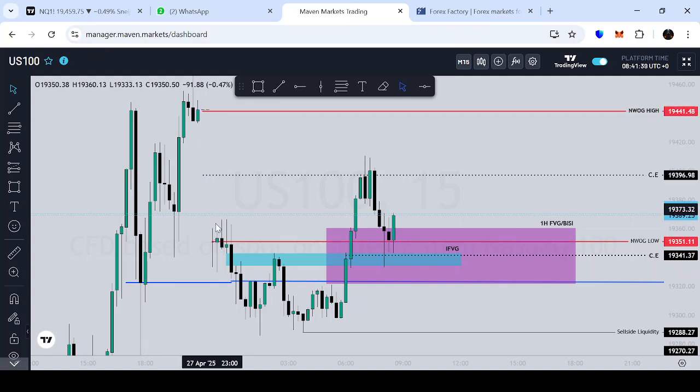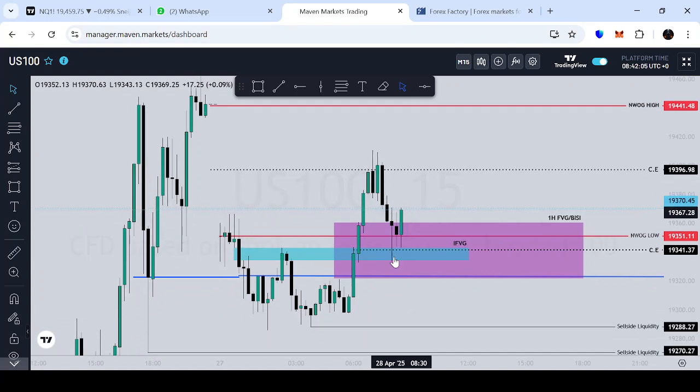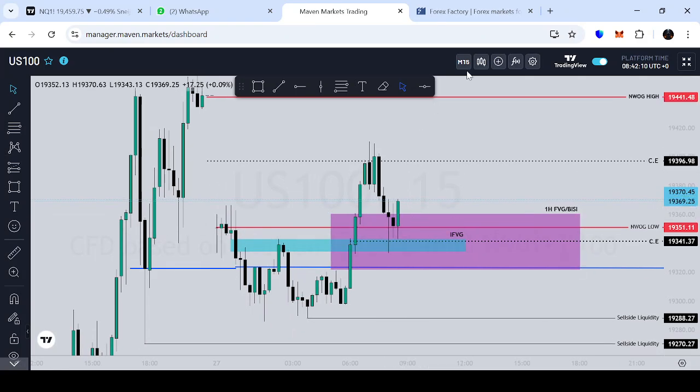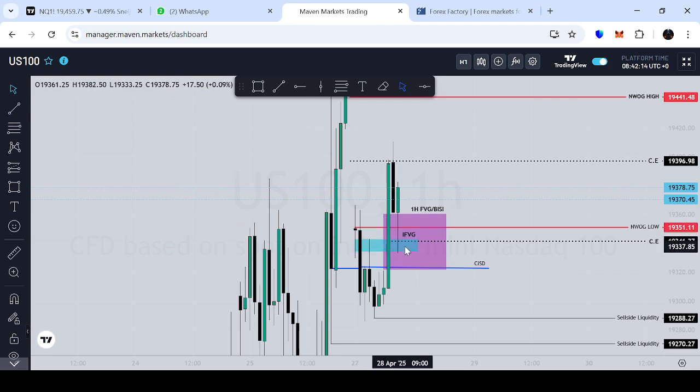The new week opening gap, we treat it the same way as a fair value gap, volume imbalance. That's the consequent encroachment, the 50% of the new week opening gap. That's what you are seeing here. You can see the body reacting on it, then drop a little bit, move up, then drop below, reaching outward at the 1 hour BC. That's this BC here. This is the 1 hour BC.